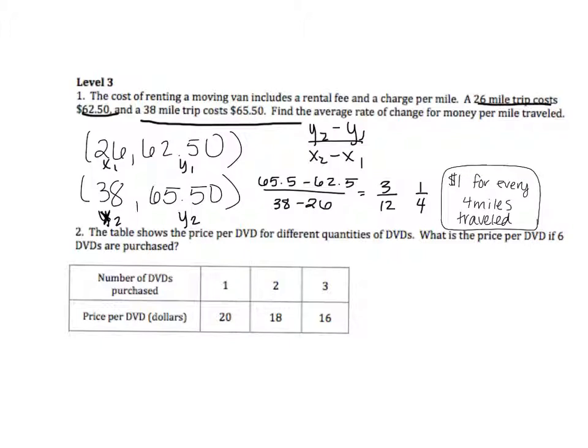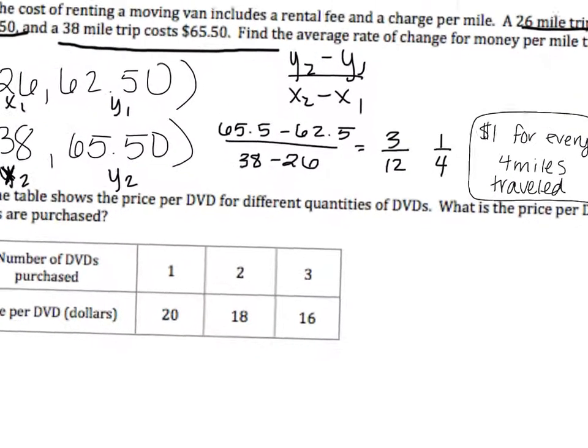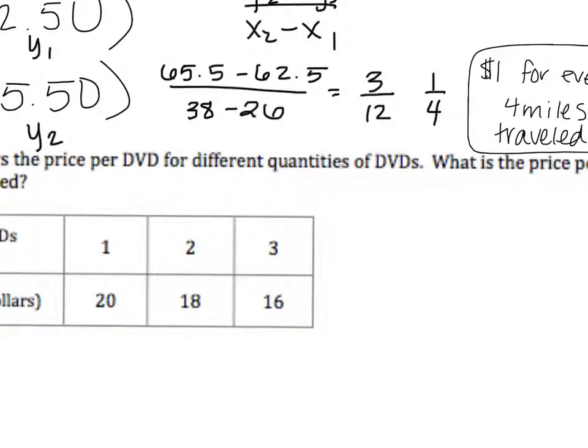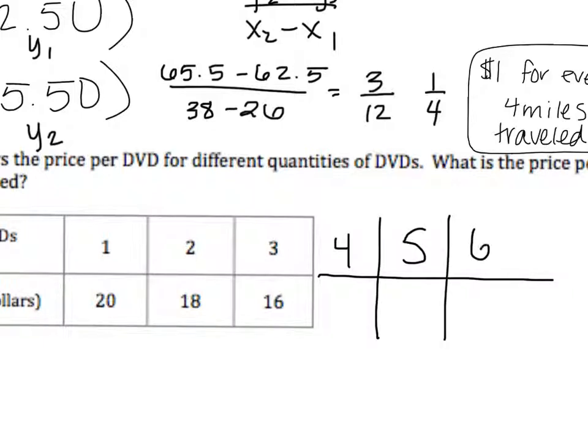What is the price per DVD if 6 DVDs are purchased? So what we're looking here is we want to know 6 DVDs purchased. Well, the chart only goes till 3. So we can approach this one of 2 ways. We can continue on with the chart. Say 4, 5, 6, and then once we get to 6, we know we'll have our answer.